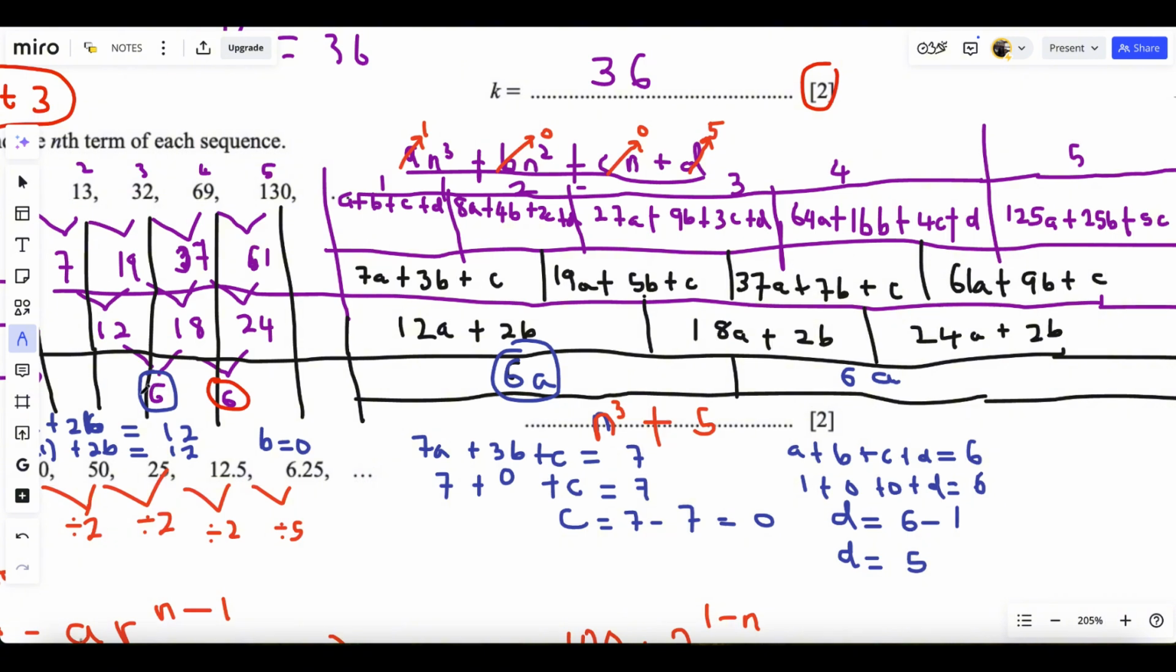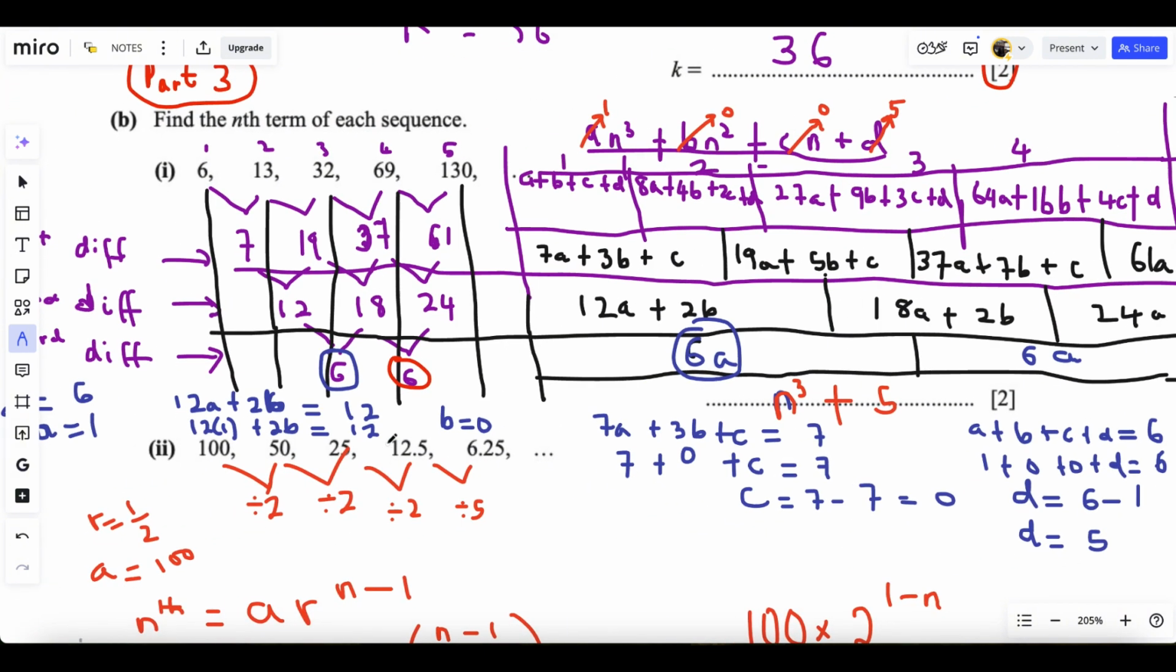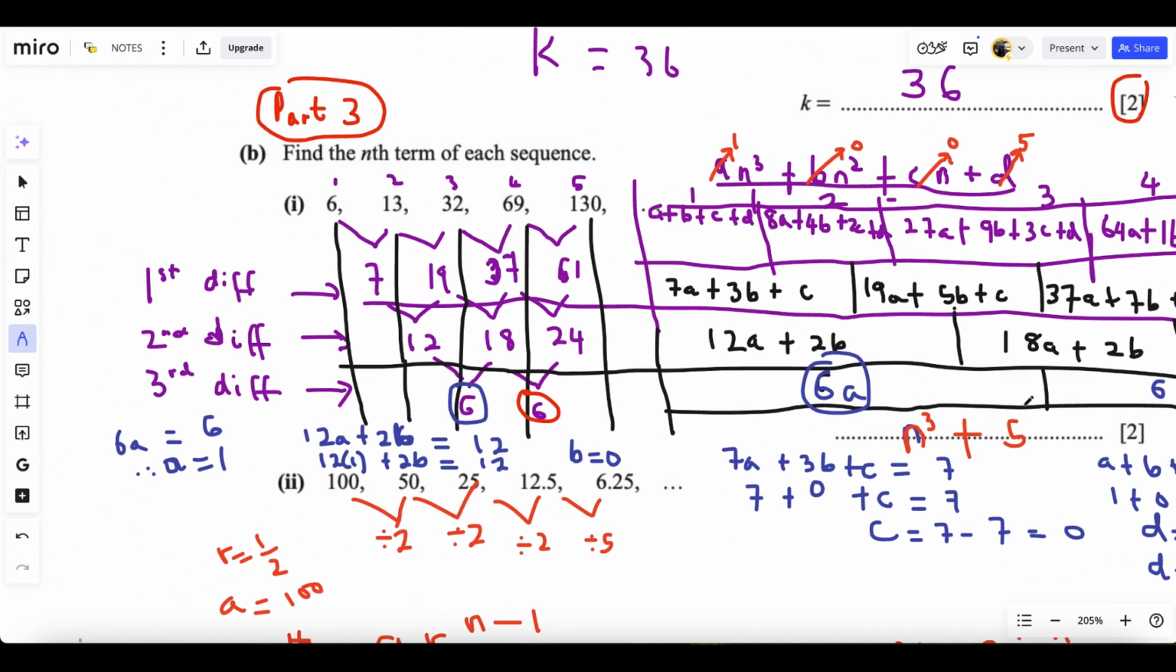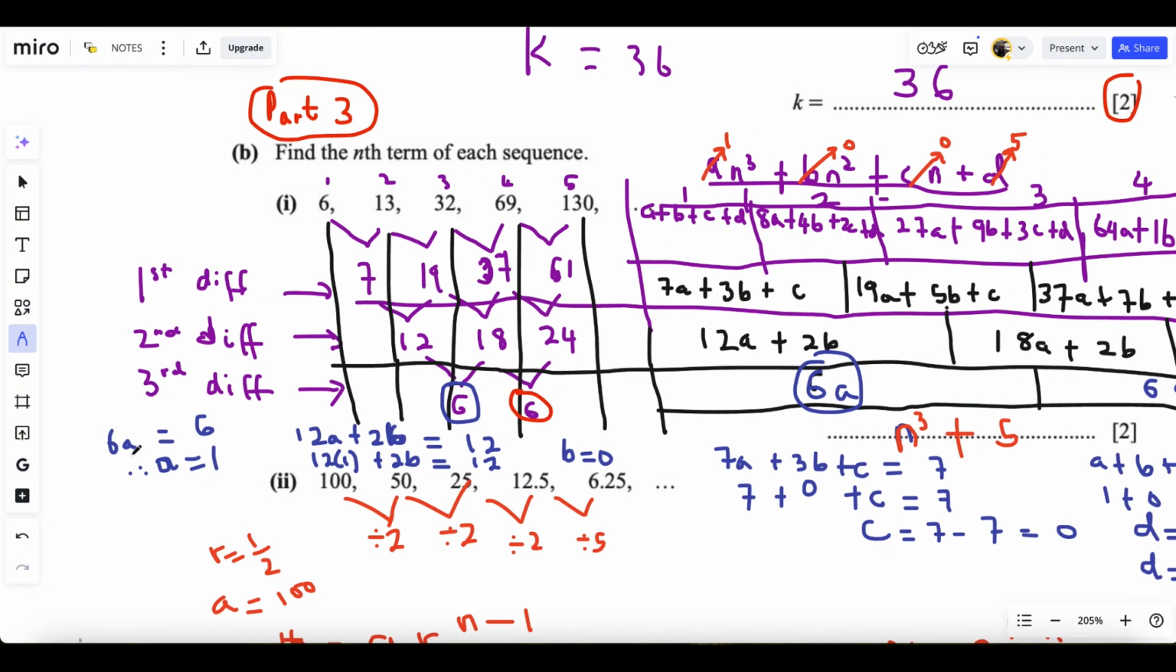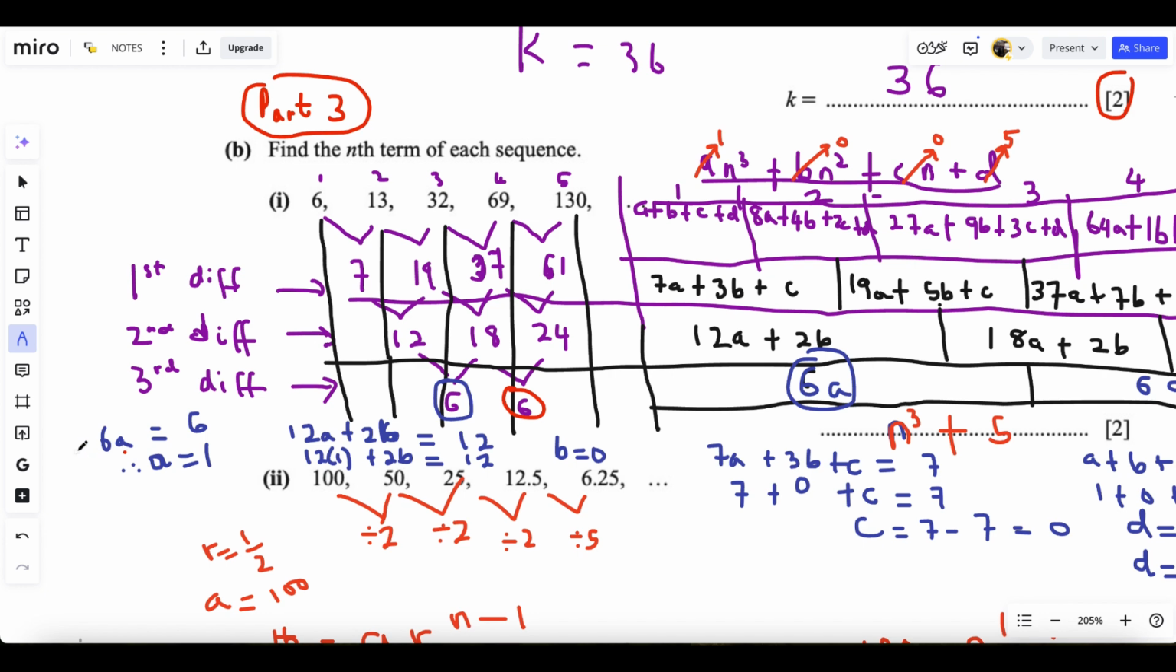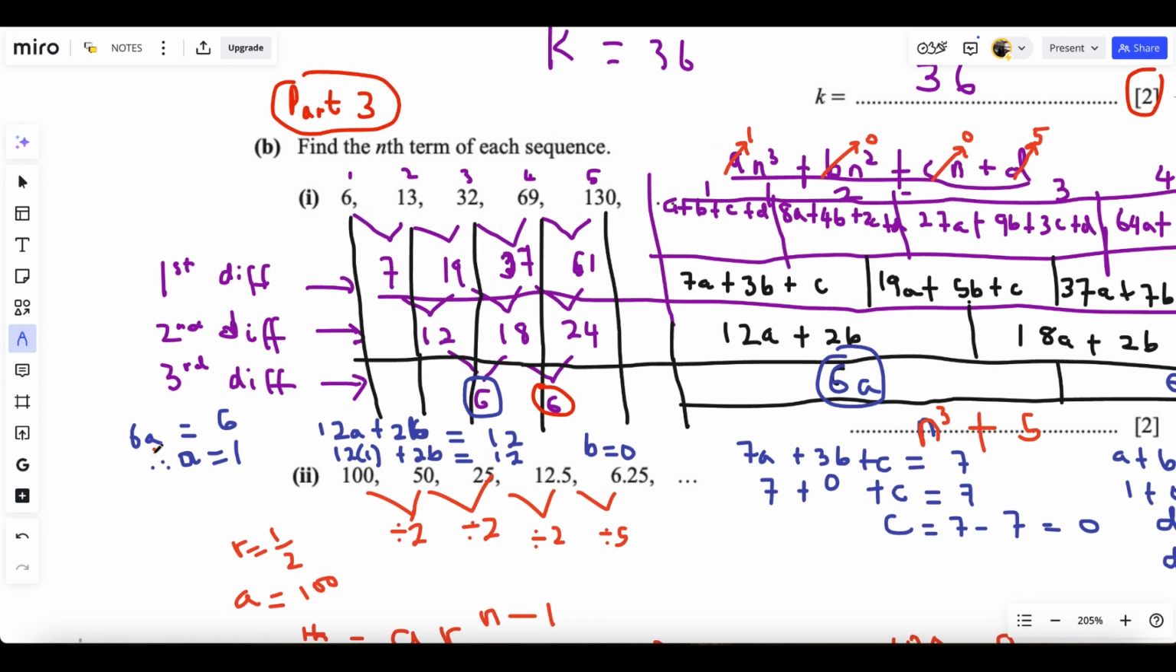6a equal to 6. In the first equation, you come here and compare this position, you say 6a equal to 6. Divide both sides by 6, a equal to 1. Not 0, okay? You are not subtracting. You say divide here by 6, divide here by 6, and we'll get a equal to 1.